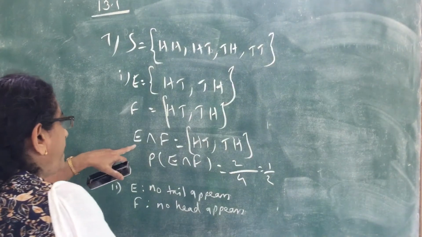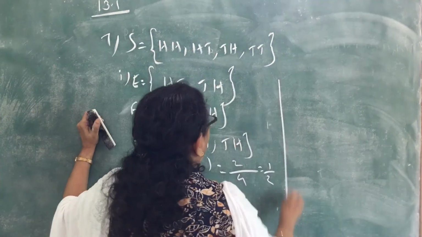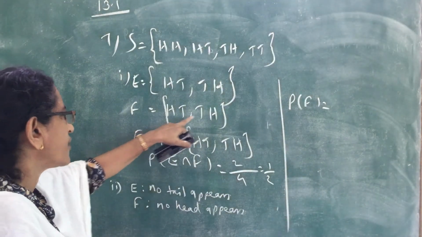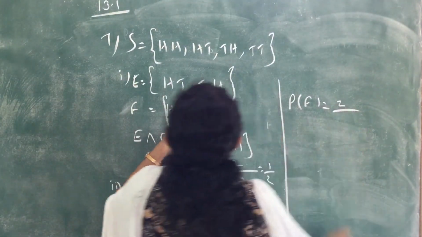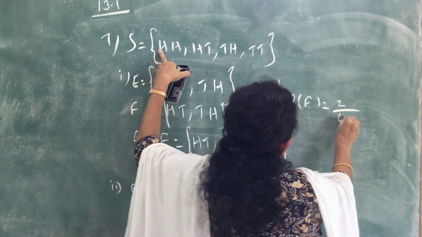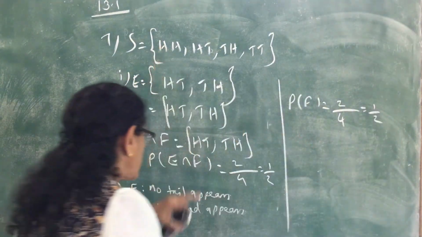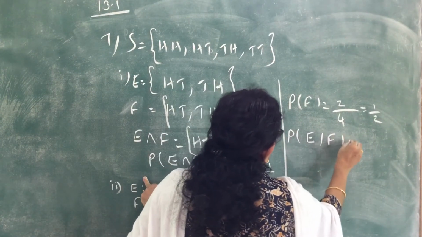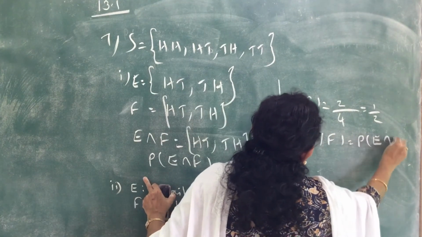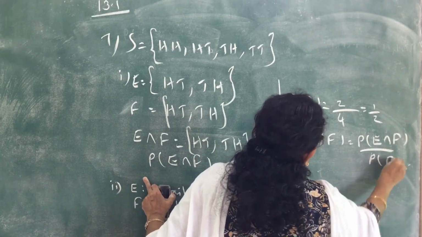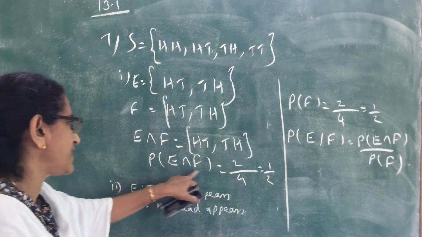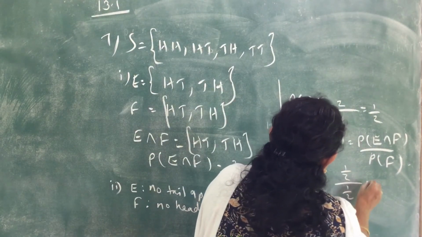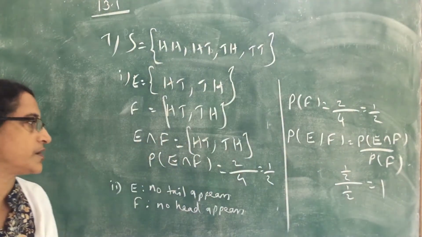Then next we want to find P of F. Number of F, 2, divided by the number of the sample space, 4, that is 1 by 2. So what is the probability of E given F? It equals probability of E intersection F divided by probability of F, which is 1 by 2 divided by 1 by 2, that is equal to 1. So the answer is 1.